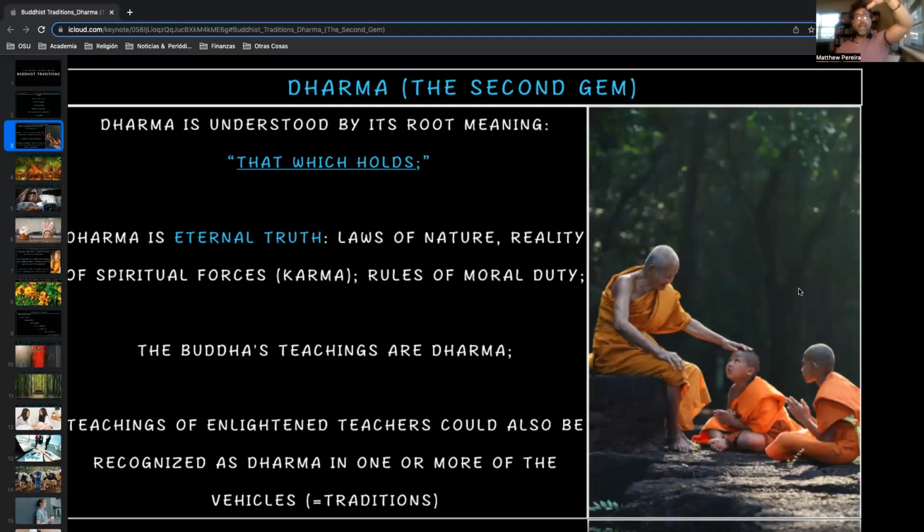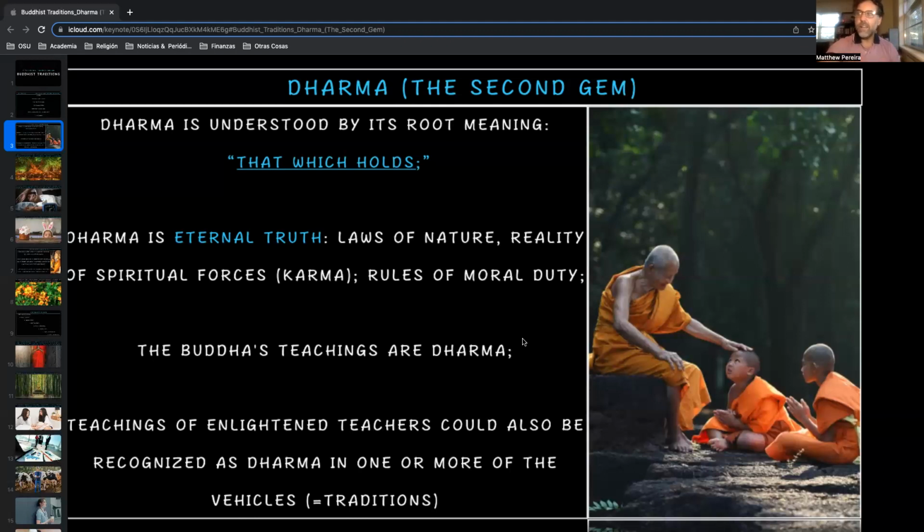It's perfect, and it's transcendent. It's not within history. It's above history. It's eternal truth, and these eternal truths are truths about nature and the reality of spiritual forces and moral duty. The Buddhist teachings, as you would expect, are Dharma. They're eternal truth, following the pattern of an Asian sage. Remember, we talked about basic patterns. We talked about Asian sages. Asian sages give eternal truth, eternal wisdom.